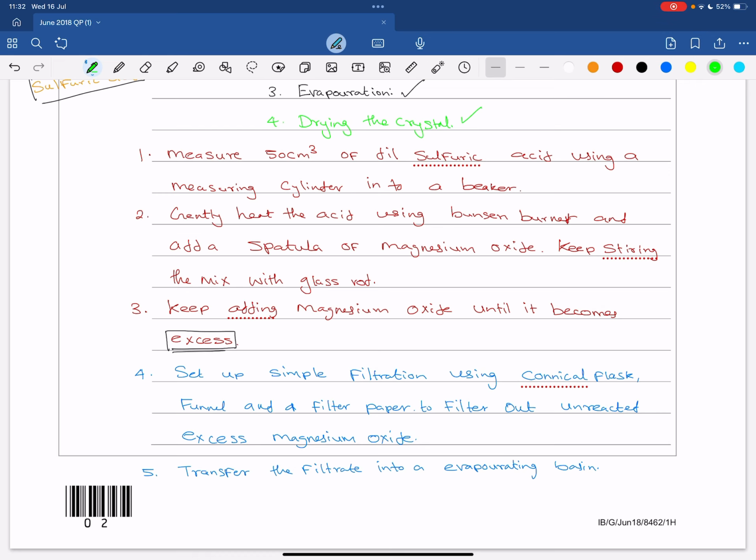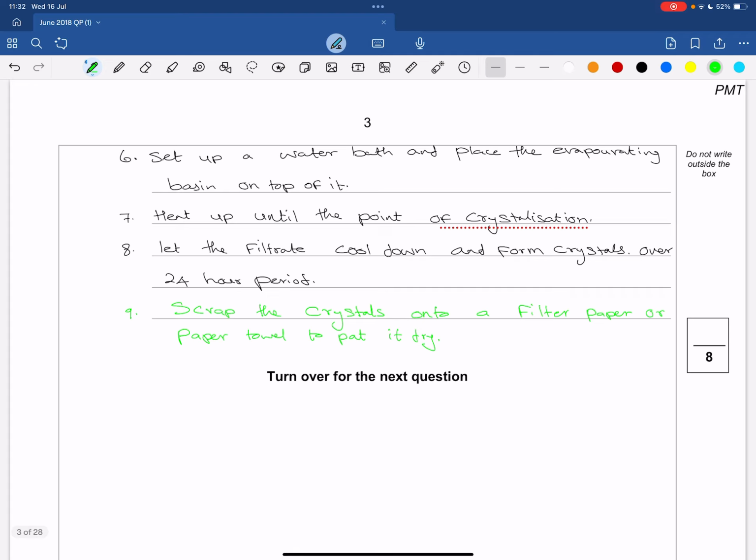And transfer the filtrate into an evaporating basin, set up a water bath and place the evaporating basin on top of it and heat up until the point of crystallization. When you see crystals starting to form on the edges, at that point you need to stop. The reason we stop heating at that point is that if you heat it further, the crystals are going to break and release some toxic chemicals. We don't want that to happen.